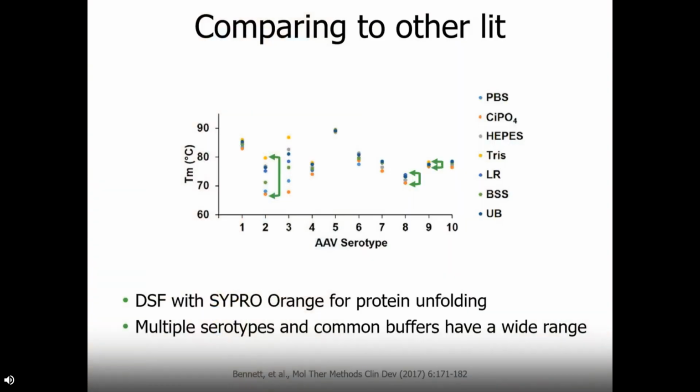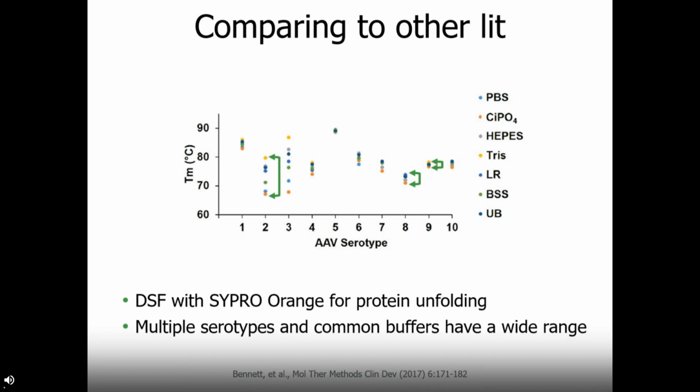So we'll take a quick pit stop in the literature to get something to compare this with. In this paper by Bennett, a variety of buffers were tested, and it's apparent that the choice of buffer has an impact on protein unfolding and AAV stability. Here I'm highlighting AAV serotypes 2, 8, and 9 because we'll check those out on Uncle a little bit later. In this case, the authors are using a DSF method using SYPRO Orange dye that does look specifically at the protein unfolding behavior of AAV capsids.